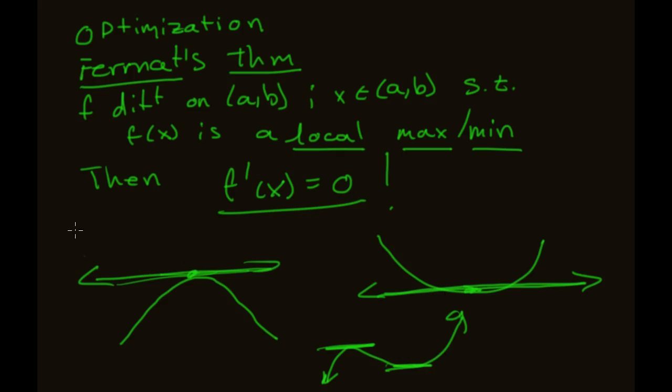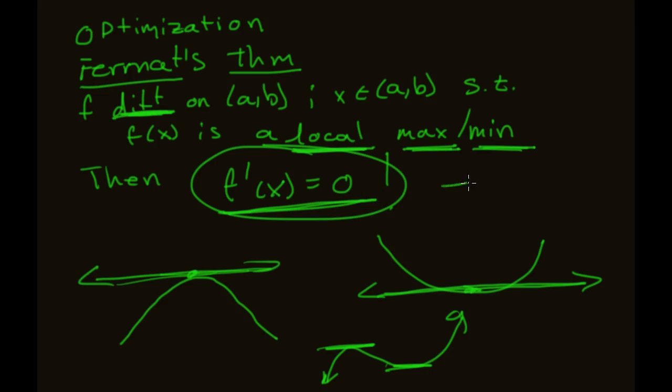Now, note, this is not true backwards, okay? If I have the derivative being 0, that doesn't necessarily mean it's a local max or min. It's just telling me that if I have a local max or min and f is differentiable at that point, then the derivative has to be 0. So this gives me the ability to narrow down the number of values that an absolute maximum or an absolute minimum can occur at.